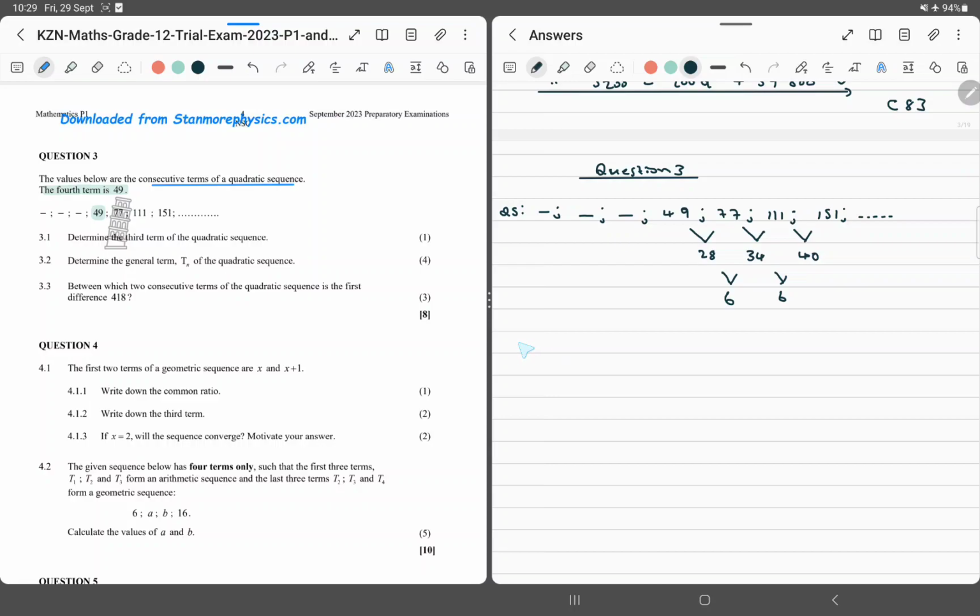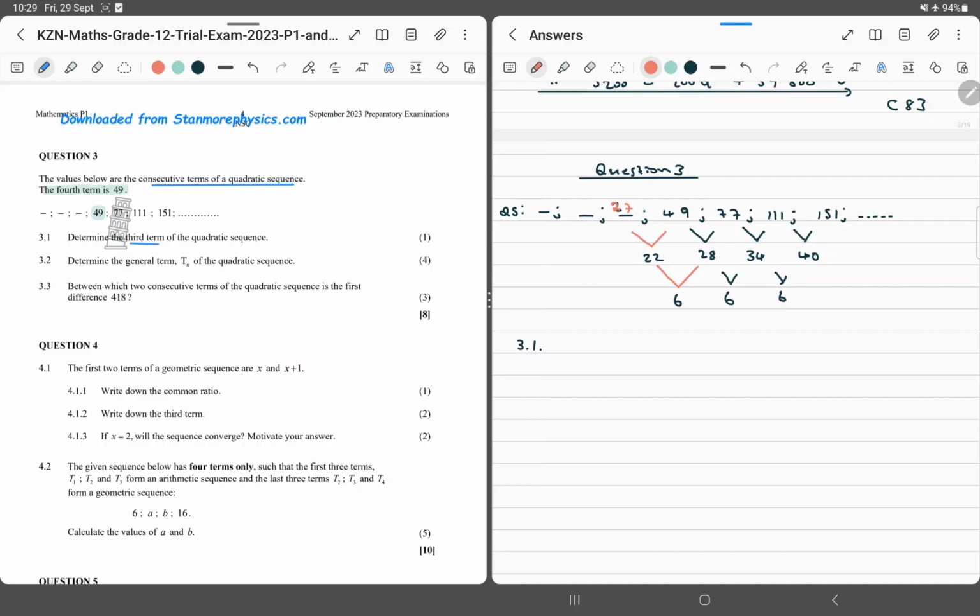So we've got 3.1. 3.1 says determine the third term. Now to find the third term, we need to find these terms that have not been given. So we know that we need to find first the difference between those two, which will also give us the difference between itself and that one as a 6. So if that is a 6, 28 minus 6 is 22. 49 minus 22. So guys, be careful. These are very easy questions. So that gives us a 27.